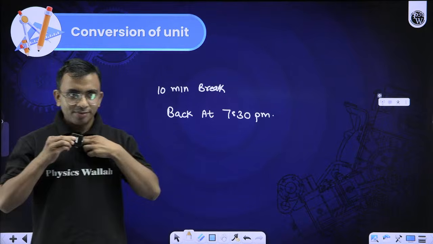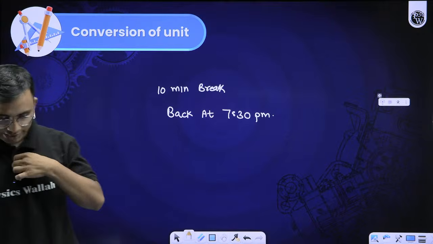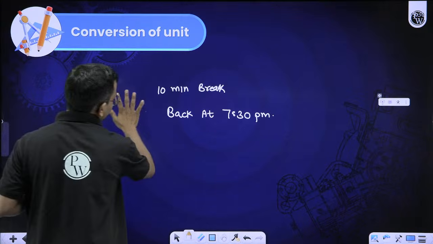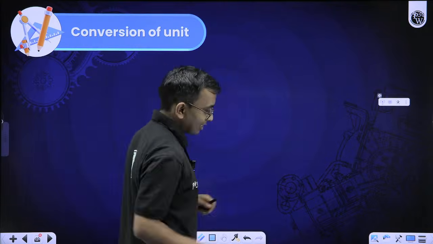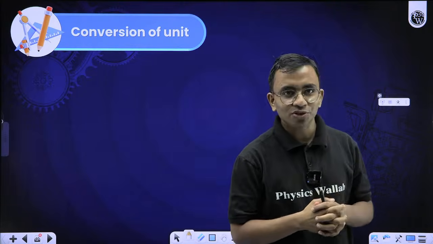So we are back, students. The next application of dimensional analysis is unit conversion.